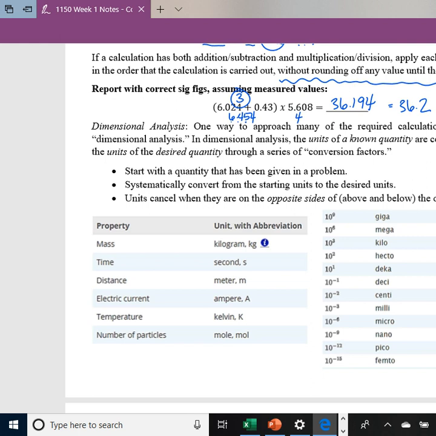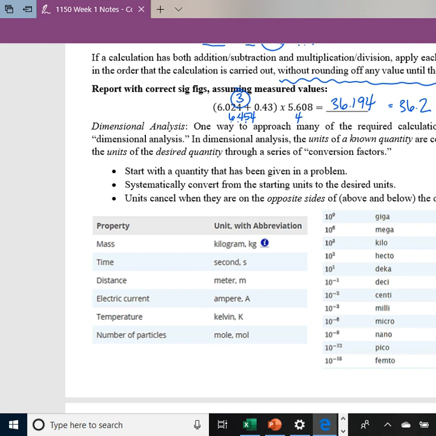So we start with the quantity that has been given in the problem, and we systematically convert from the starting units to the units that the problem is asking for. Units cancel out when they're on opposite sides of the division line, above and below. So we'll use T-charts. I'm a big fan of T-charts, and I'll T-chart most of our work.